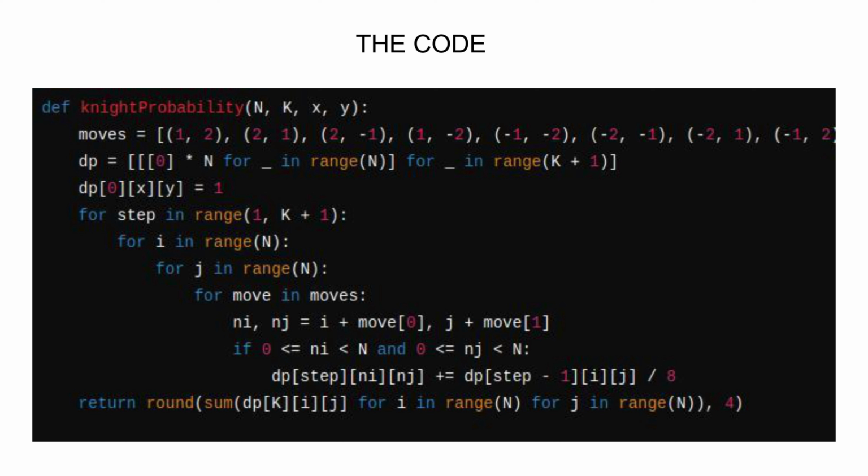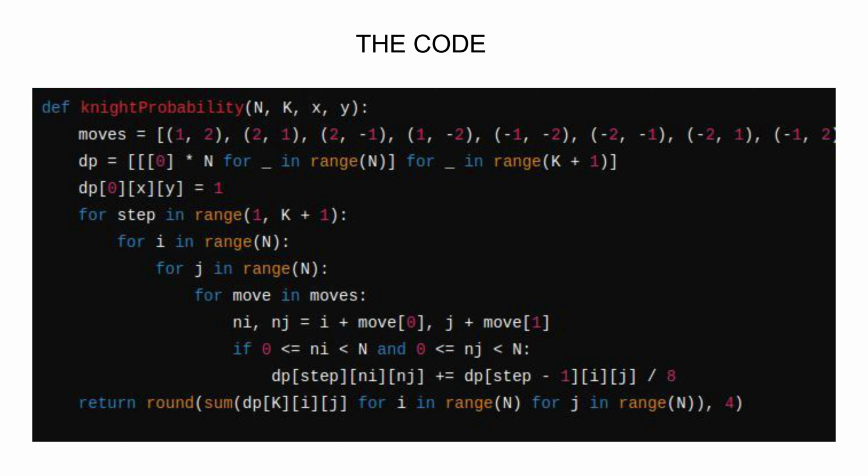The dimensions are k plus 1. This k plus 1 is used to denote the number of moves plus 1 for the base case of 0 moves. Then N, the number of rows and columns on the chessboard. Initially, all the probabilities are set to 0. The very next step is setting the starting position probability. Here we set the probability of the knight being at the starting position x, y after 0 moves to 1. This is the base case for our dynamic programming approach.